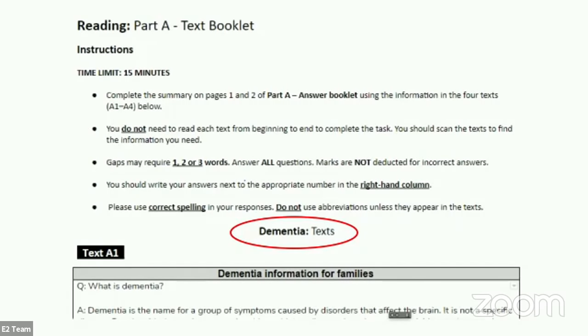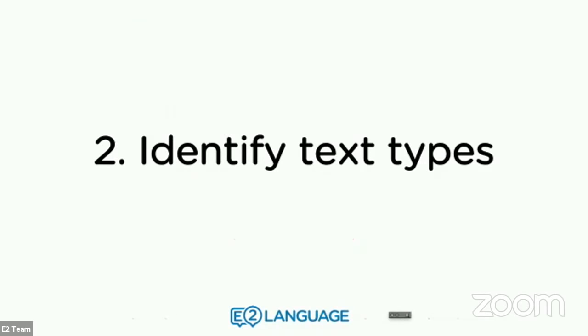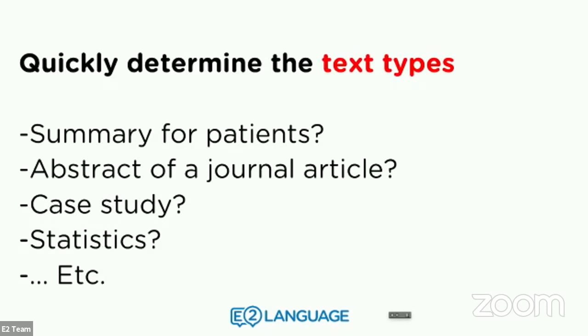That's a handy little thing to read just to familiarize yourself with those four texts, which leads you to step number two. You should be able to identify the text types. This comes in handy when we get to step number 5, where we speed read back and forth from the text, and also step number 4, where we find clues in the summary. Before we do any of those things, we need to identify the text types. So we need to quickly determine them.